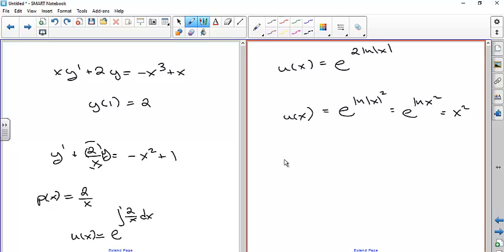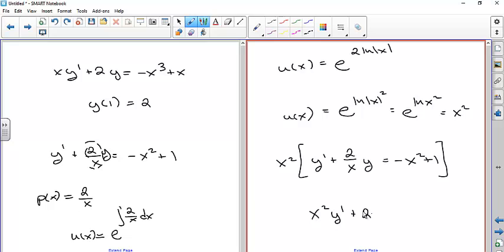So we take that integrating factor and we multiply by the equation in standard form, which is right here. So it's y prime plus 2 over x y is equal to negative x squared plus 1. So we're just saying multiply the integrating factor by everything. So you get x squared y prime here, and then you can simplify x squared divided by x is x, and the 2 sticks around. So x squared divided by x is x.